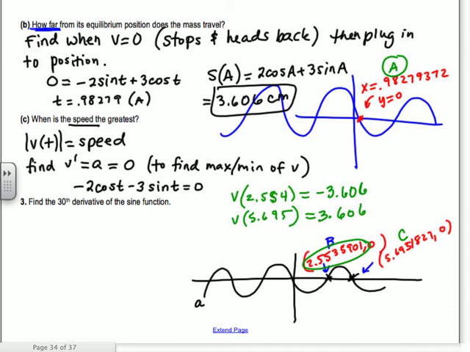Which would make sense because it is oscillating. We don't have like air resistance or anything, so it's just going to keep going back and forth. All right, so that means that the greatest speed is 3.606 centimeters per second.